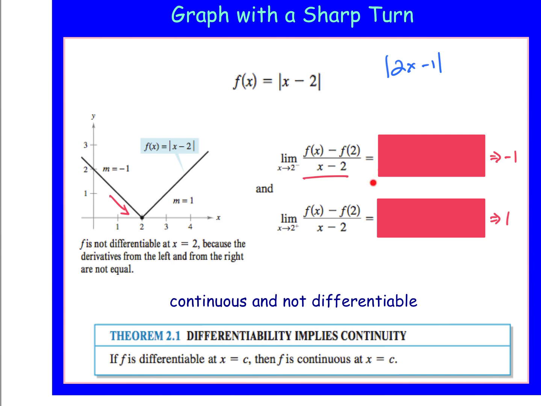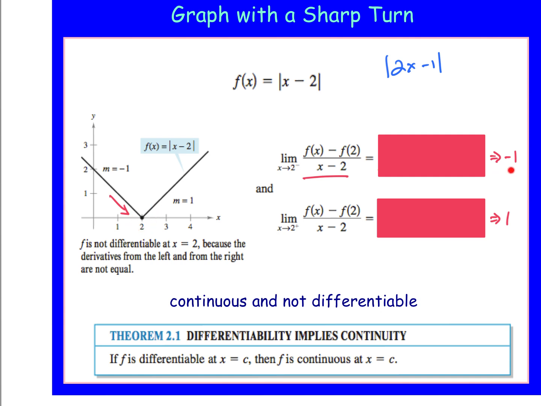And this is the alternate form of a derivative, which means what? The slope. However, is this function continuous? Yes, it's totally continuous. I can draw this without lifting my pencil all day long. However, does it have a derivative at 2?